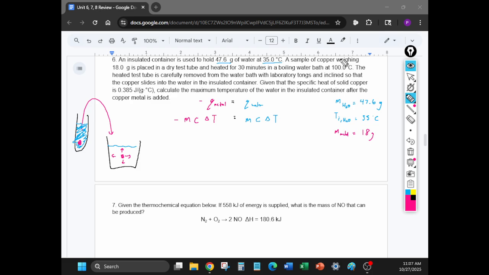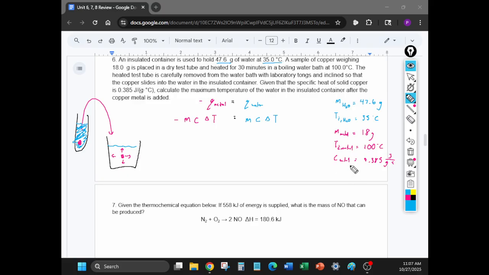If you heat something at a certain temperature, eventually it gets to that temperature. So the initial temperature of your metal is going to be 100 degrees Celsius. Okay, and then you move the copper into the water in the insulated container. It says the specific heat of copper, so the C of the metal, is 0.385 joules per gram Celsius. And then the question is asking, what is the maximum temperature of the water after the copper metal is added?